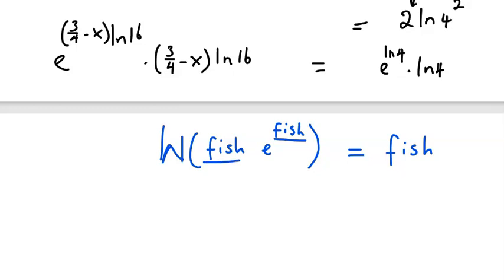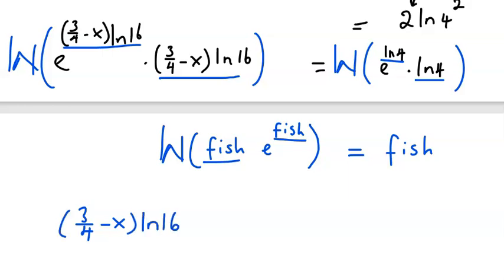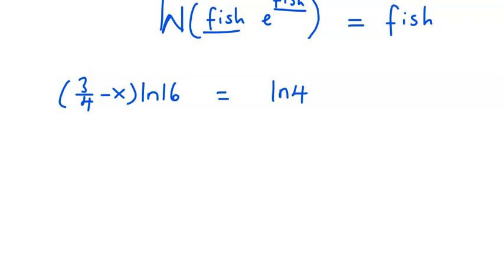Then look at this equation from the right hand side. This and this are equal, and from the left hand side this and this are equal. So if you take the Lambert-W on both sides it will evaluate nicely, right? So the left hand side will become 3 over 4 minus x times the ln of 16, right? So this will be equal to the right hand side, we just have the ln of 4. You see? Okay, we're almost there.